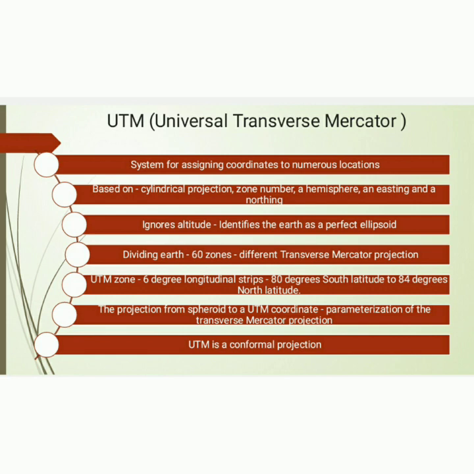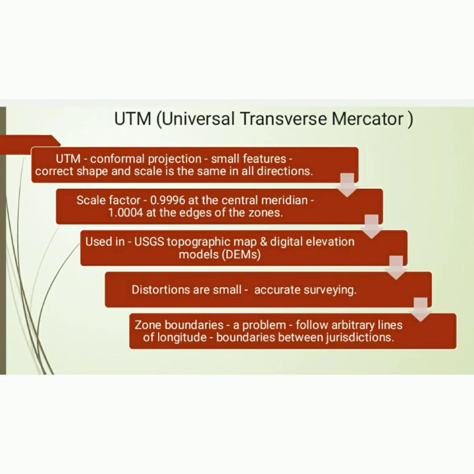UTM is a conformal projection which displays small features in correct shape, and the scale appears the same in all directions. UTM coordinates are in meters, which makes it easier to make accurate calculations of short distances between points, and the error is less than 0.04. UTM is a conformal projection, therefore small features are viewed in the correct shape and the scale is the same in all directions. This could also mean that distances, directions, shapes, and areas are most likely to be accurate.